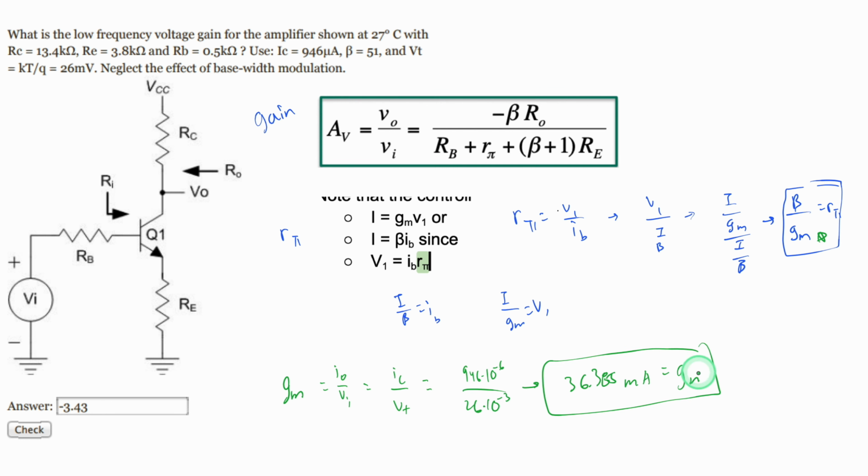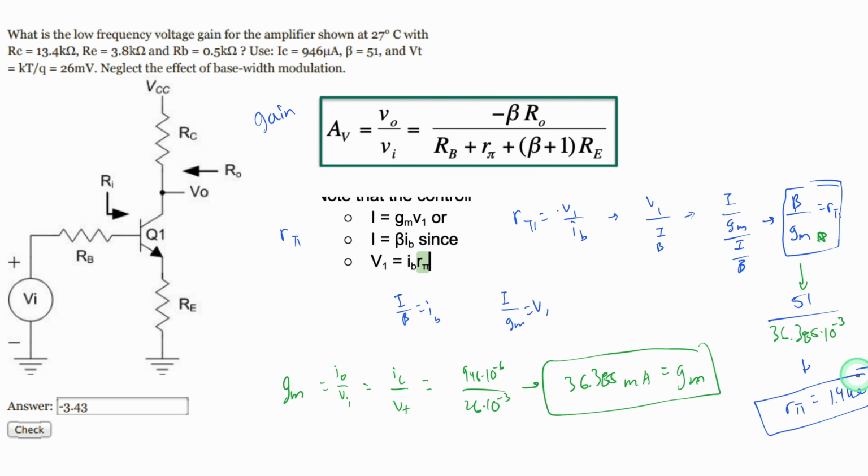So we can take this GM and we're going to plug it into this equation, 36.385 times 10 to the negative 3. And this is underneath our beta, which is 51. And this is going to give us an r pi equal to approximately 1.4, and this is in kilo ohms for resistance.